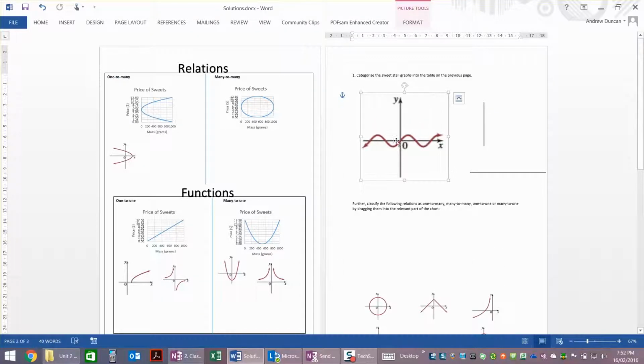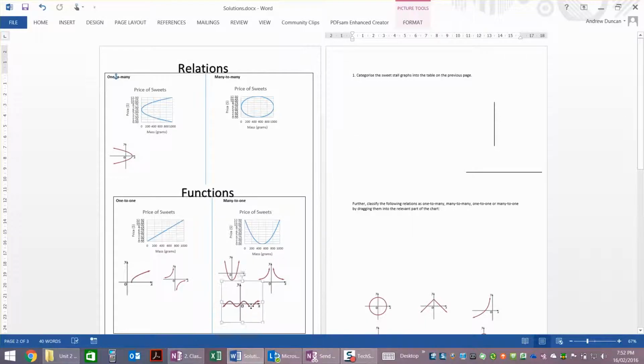Okay, we've got what looks like a sine or cosine graph. Which one? Sine graph, well done. Should know that. Vertical line test. Looks pretty good. Horizontal line test. Very bad. Okay, so it is a function, but it is a many-to-one function.